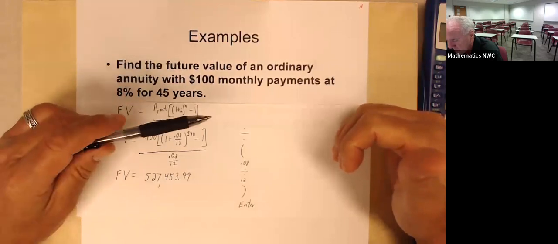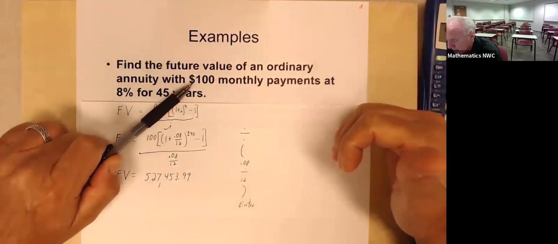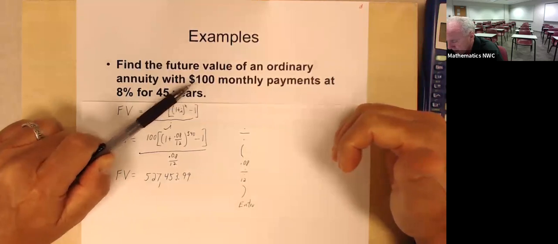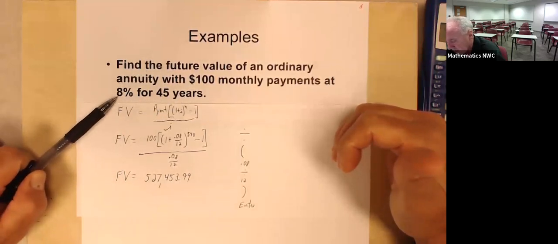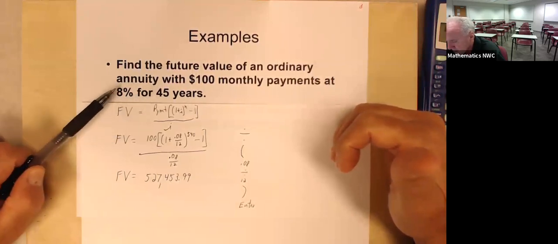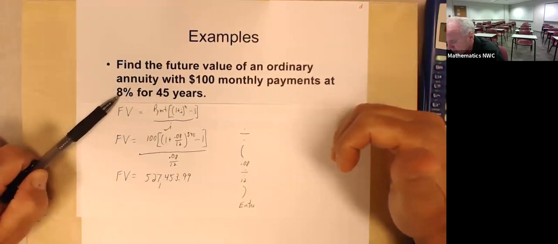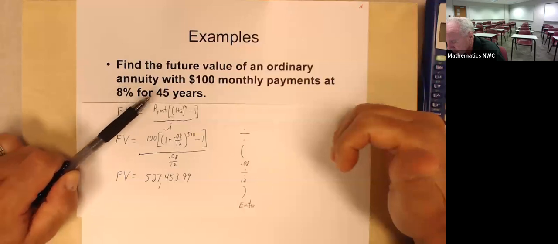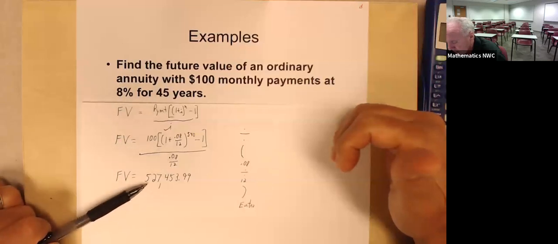My point, though, is this. If you can take $100 out of your paycheck every month, 8% is actually a fairly common average for over 45 years. Some years you'll make more, some less, but that's pretty close to a common average. In 45 years, you would have over $500,000 for your retirement.